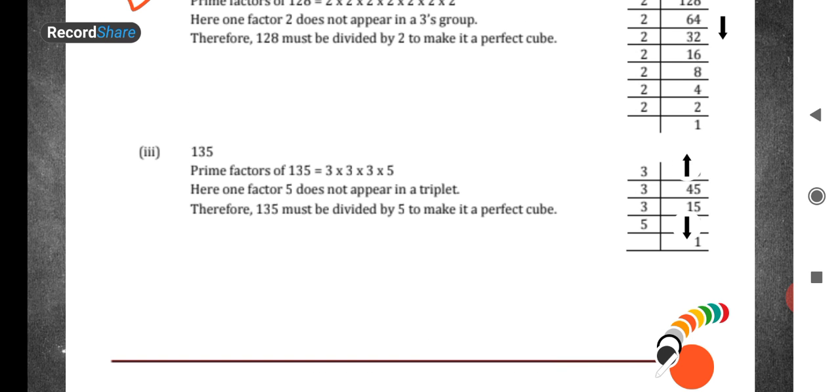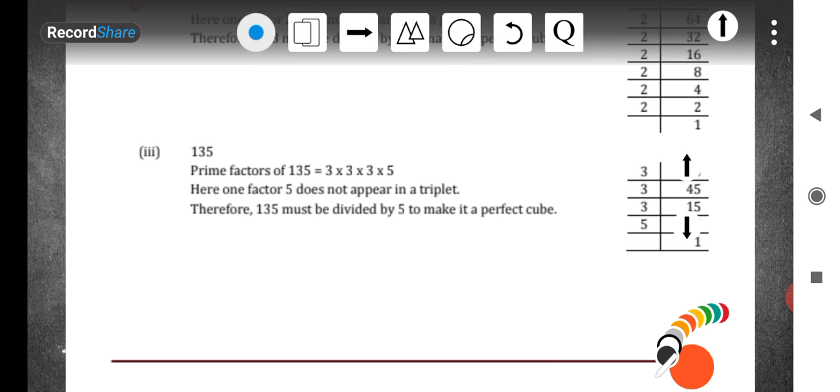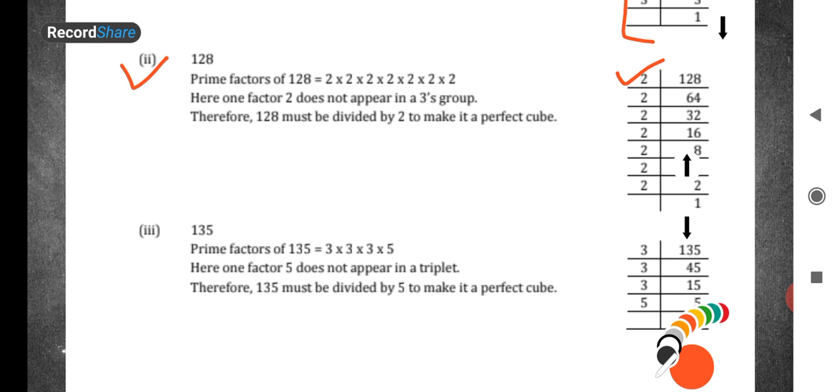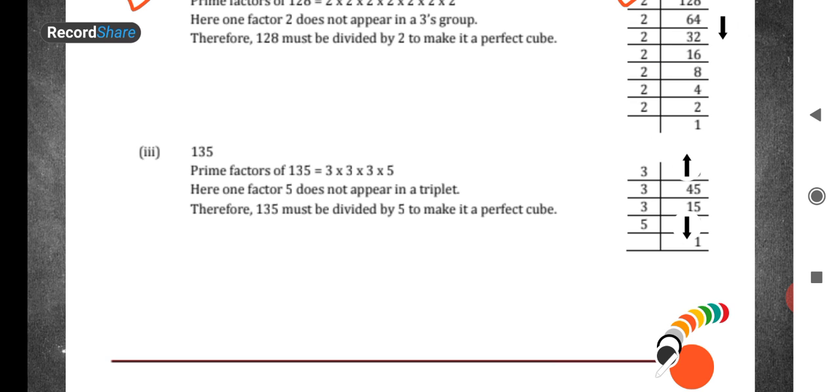So what is the prime factor of 128? 128 prime factor. First it will be divisible by 2, 64 times, again 2, 32 times, 2, 16, again 16 will be divisible by 2, how much? 8 times, then again 2, 4 times, then 2 times, then 1 time, isn't it?